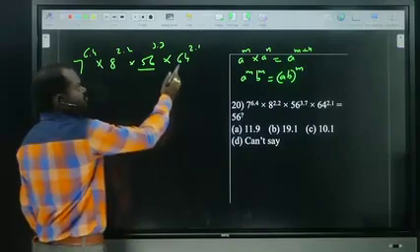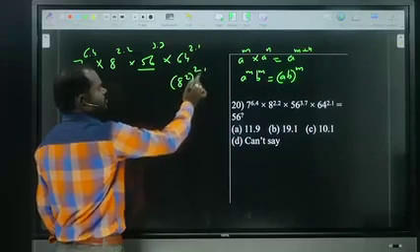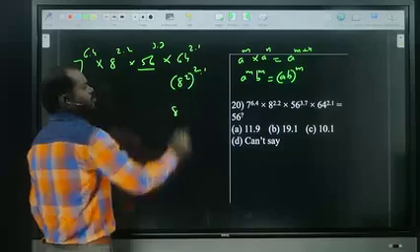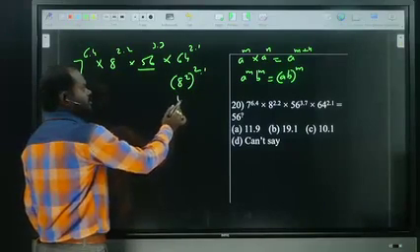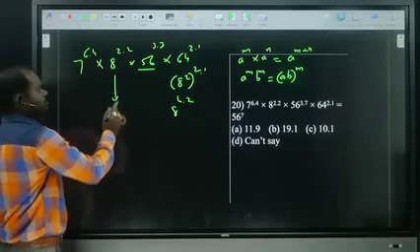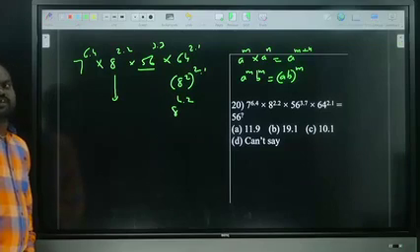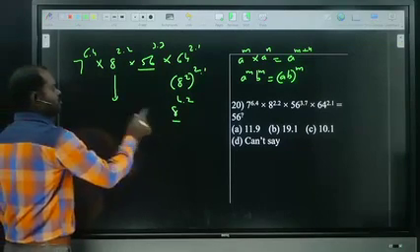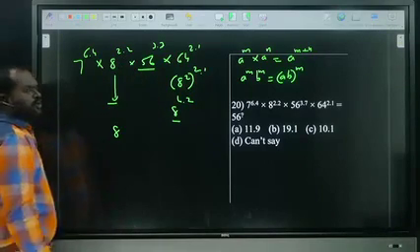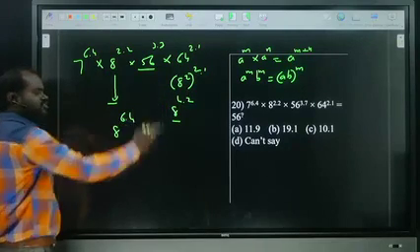Now observe, this 64, how can we write it? 8 square whole power 2.1. A power m whole power n, we multiply the powers: 2 into 2.1 is 4.2. Observe this one, the bases are the same. When bases are the same, we add the powers. By adding the powers, 8 power 2.2 plus 4.2. 2.2 plus 4.2 is how much? 6.4. That is finished.